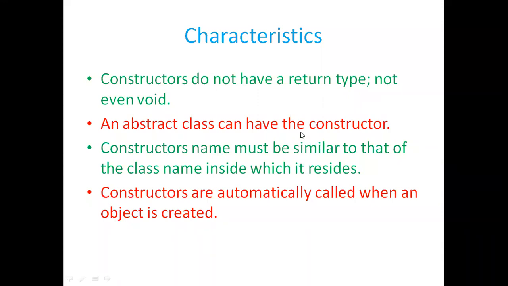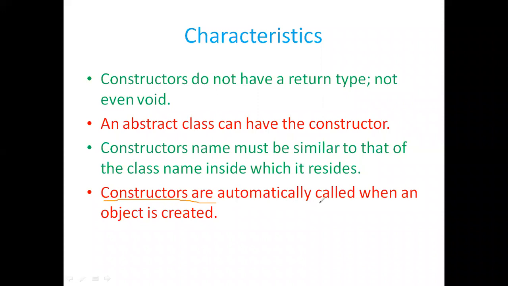So inside an abstract class also, we can have a constructor. And the constructor name must be similar to that of the class name inside which it resides. So wherever there is a constructor, the name of the constructor should be the same as the class name. Next one, one important point.